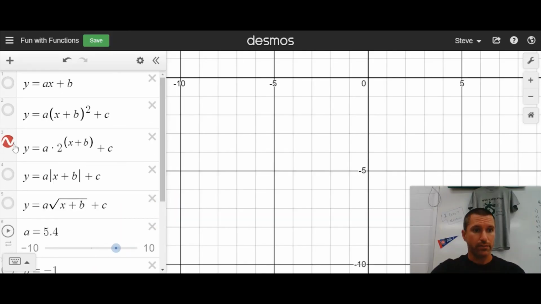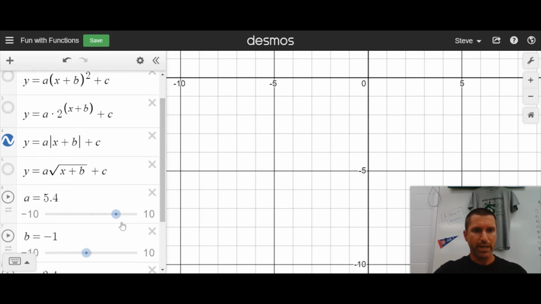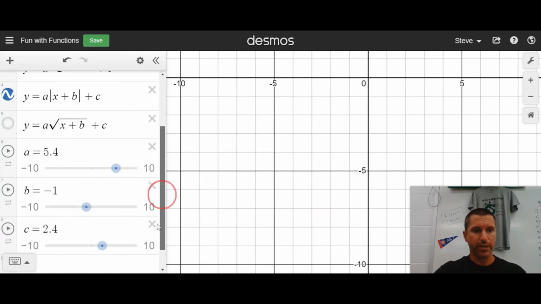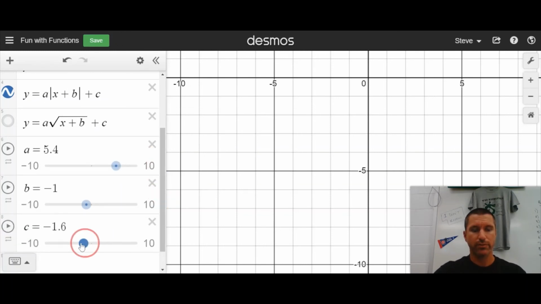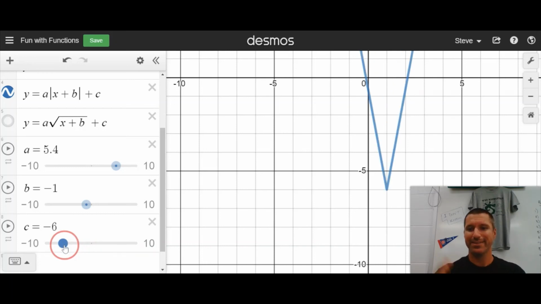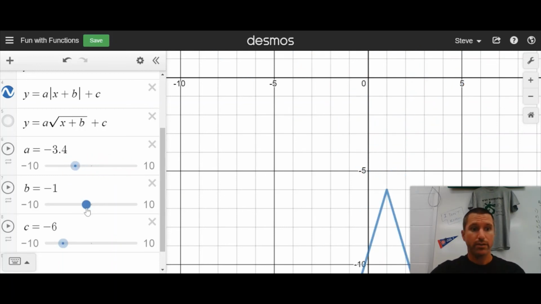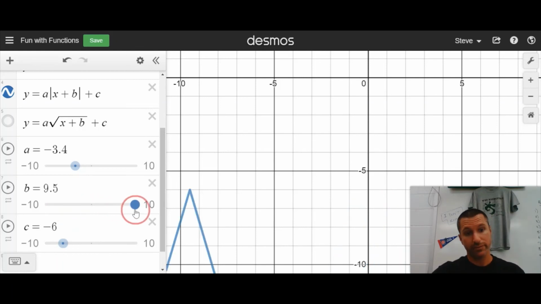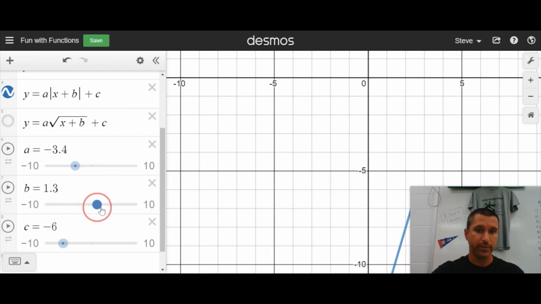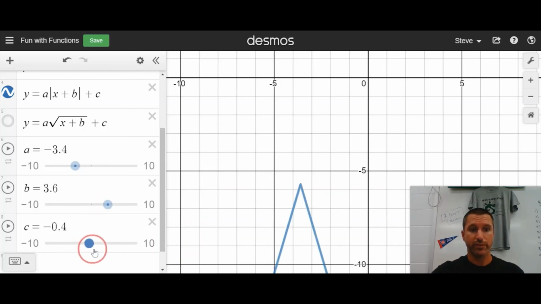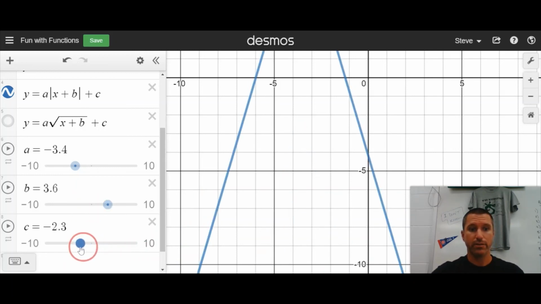Let's take a look at absolute value. Same 3 letters, same 3 movements. The a, where is my absolute value? You can come back here. You know what? If I want to like shift it back, the c's at 2.4. Hey, buddy, there you are. See, it's a V shape. The a is going to expand and contract the v. Notice it's expanding, and once it goes negative, it flips. The b is going to move it left and right. Again, positive moves it to the left, and negative moves it to the right. Okay. And then the c, you already see me shift it that way. It's going to go up and down vertically.